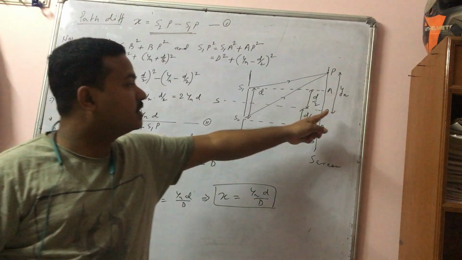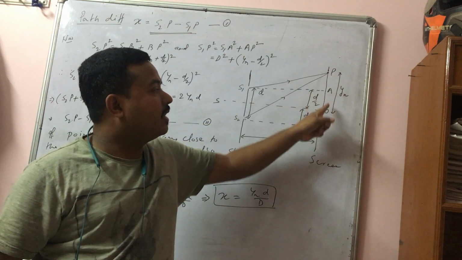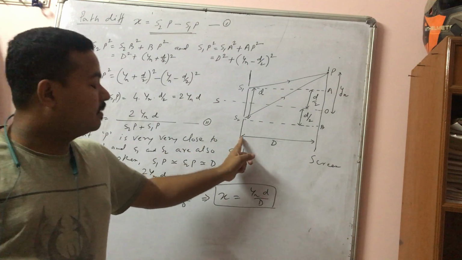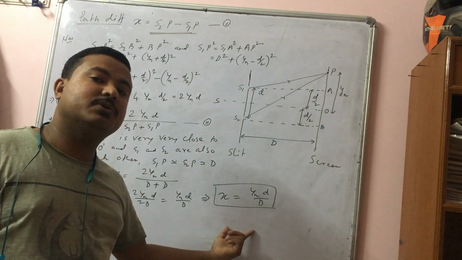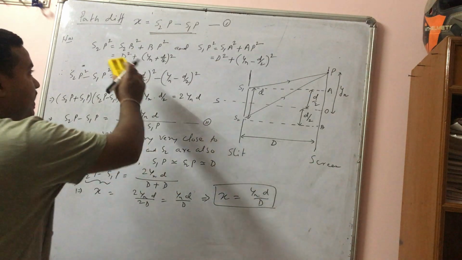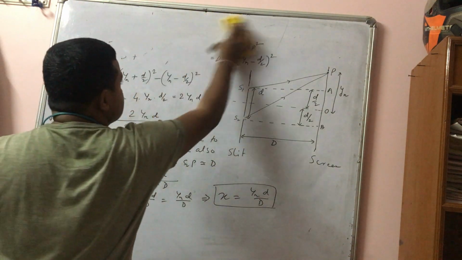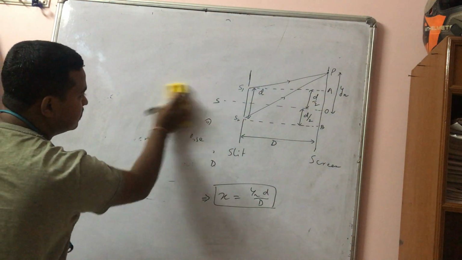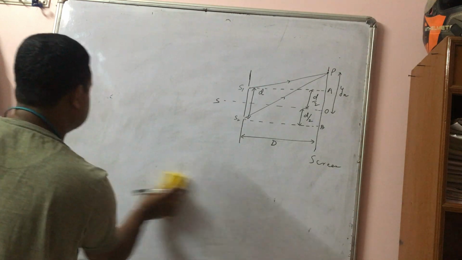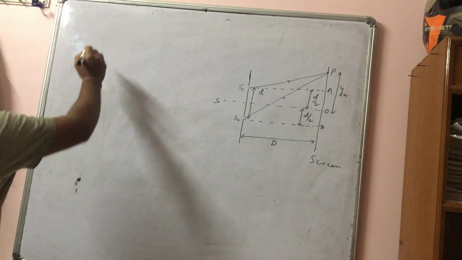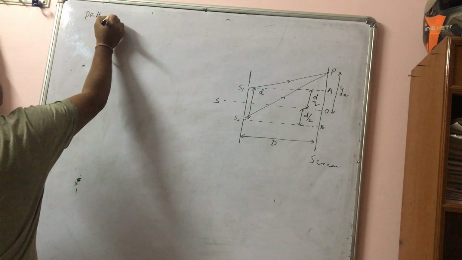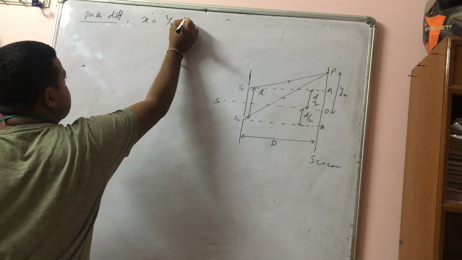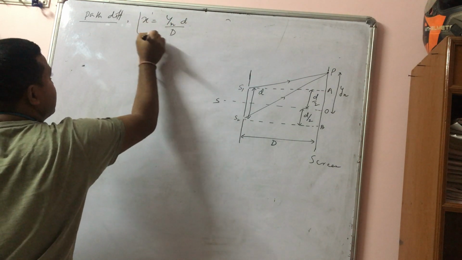Here yn is the position of the bright or dark fringe, small d is the separation between the two slits, and capital D is the separation between slit and screen. Just remember this. From this equation we can derive the required things. So what we got is the path difference x is equal to yn d by D, and you have to remember this.